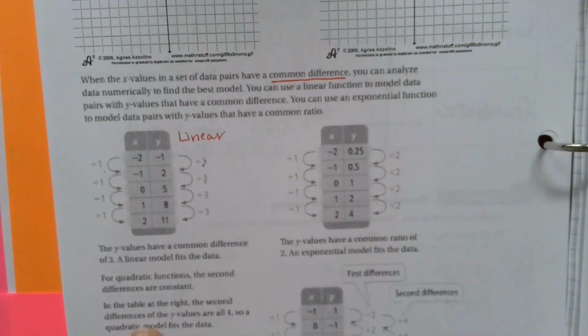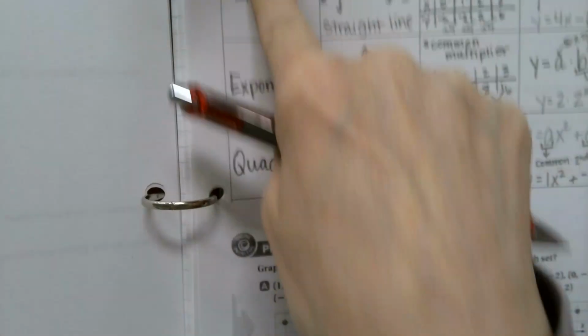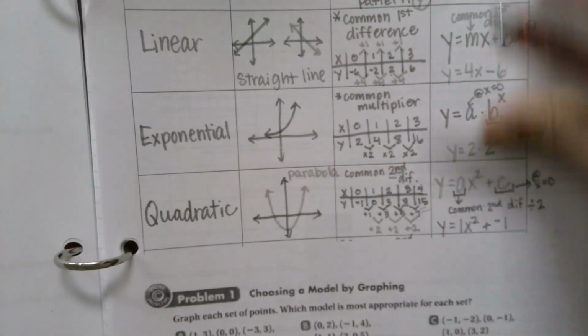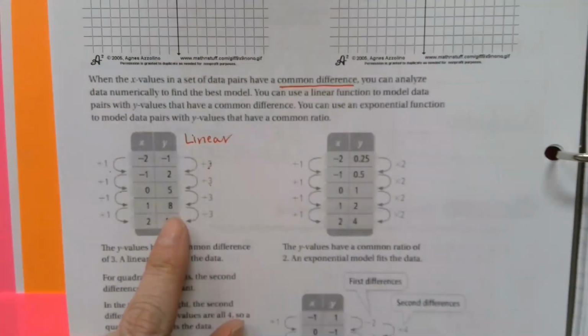Yesterday you were talking about three different functions: linear, exponential, and quadratic. We talked about these a bit in chapter 4 as well. We were identifying them from their graphs yesterday. Today we're going to work on the tables with them.